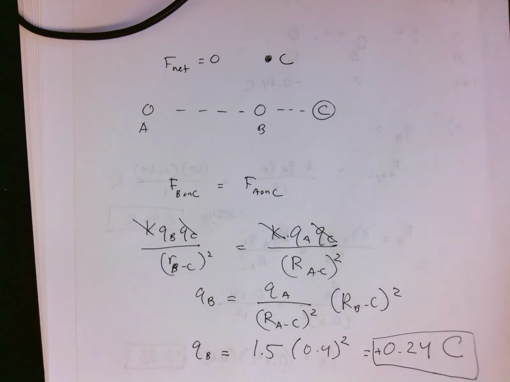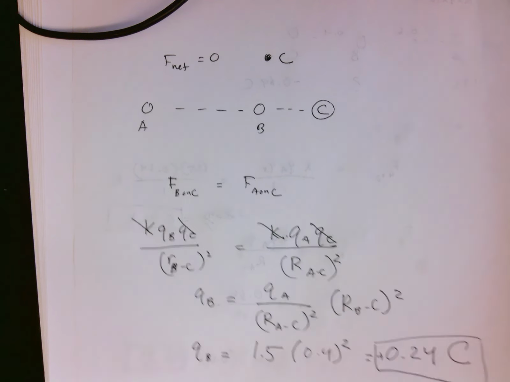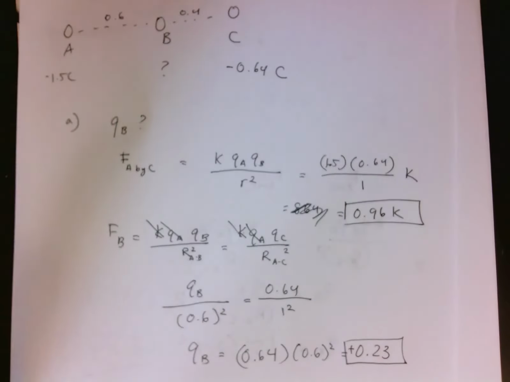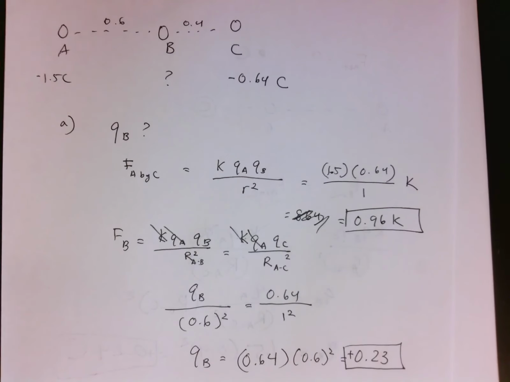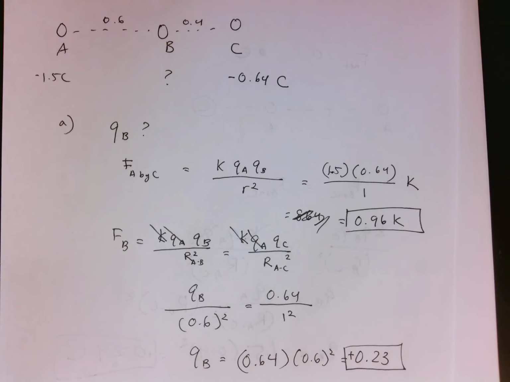And interestingly, 0.24 coulombs for charge B and 0.23 over here, they're pretty close, so it must just be a numerical rounding difference. But that means that this system makes sense, in order for the system to exist in static equilibrium at the distances provided in the problem. Because if we calculated different values, that means the system could not be in equilibrium at the distances that were listed. Thanks for watching.